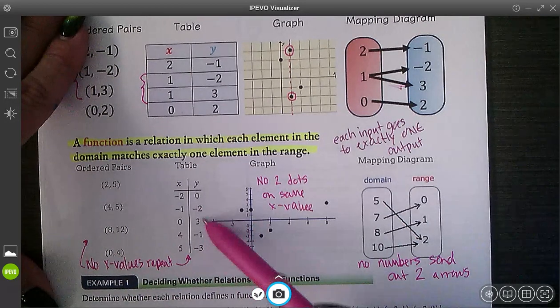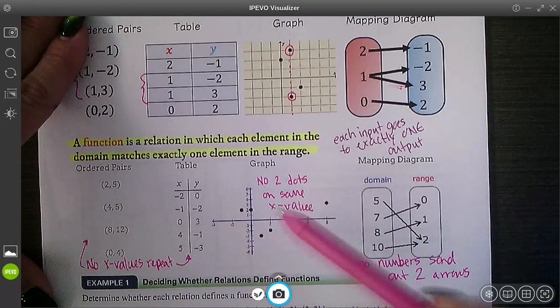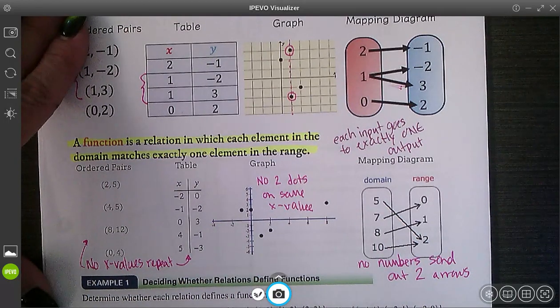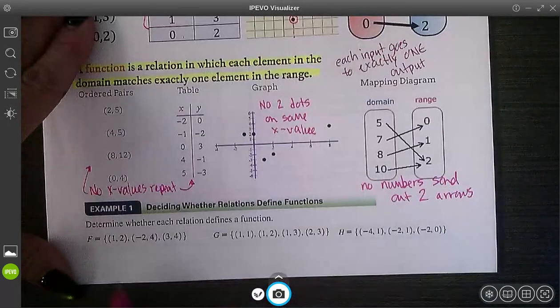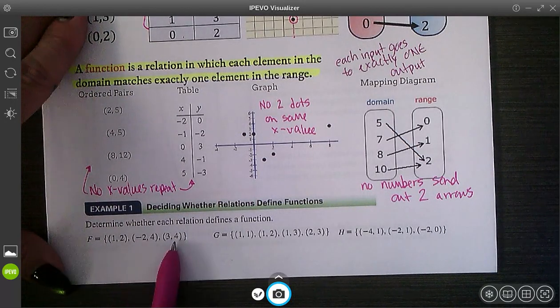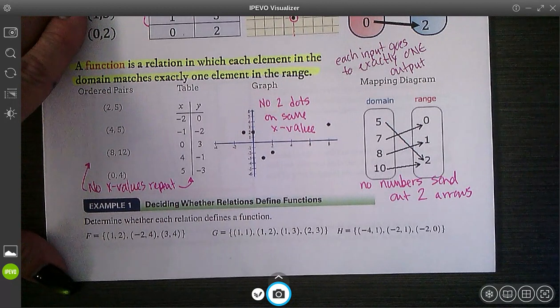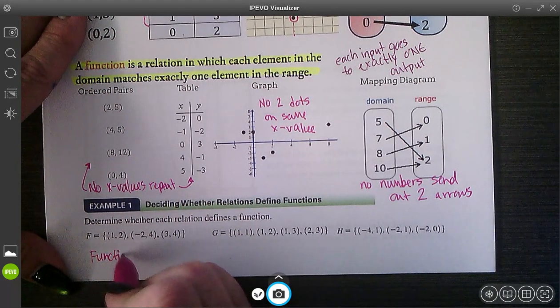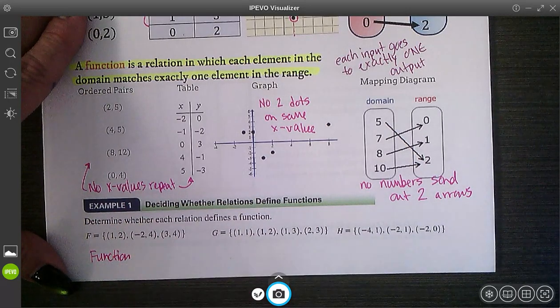Do I have that here? Doesn't look like it. Do I have it here? Yes, I have 2 outputs of 2, and that's okay. But I can't have 2 repeated inputs. So let's decide if this is a function. 1, 2, -2, 4, and 3, 4. So is this a function? Yes, it is. It is a function because no x values repeat. It's fine to have 2 y values that are the same.